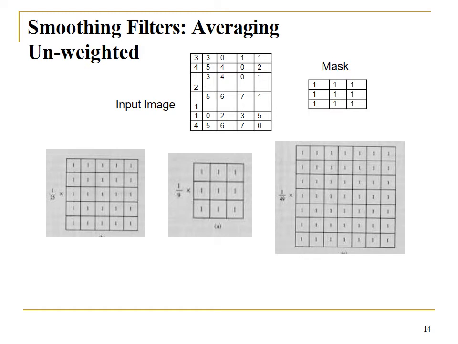Okay, so now let's see the smoothing filter, averaging unweighted. Unweighted in the sense we'll be having unequal distribution of mask elements all over. Okay, so we can clearly see this in this example.